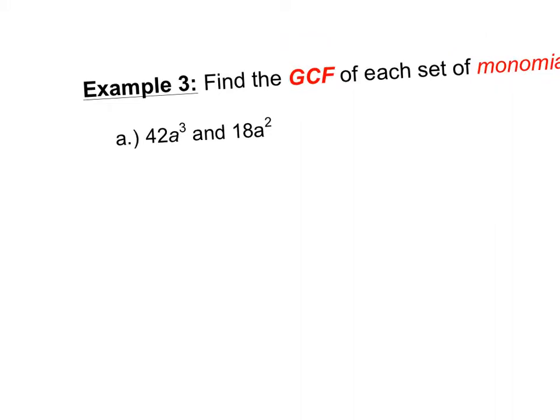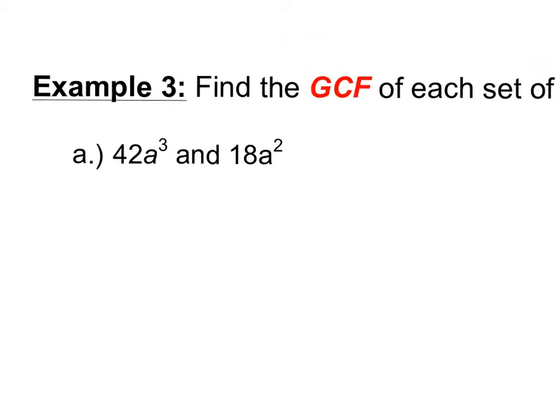So now, when we're applying it to variable expressions, it works exactly the same way. Looking at 42, I look at the factors of 42. I think of 7 times 6. 7 is prime, 6 is not. 6 gives you 2 times 3. For 18, I think of 3 times 6. 6 is not prime, but 3 is. 6 is really 2 times 3. So it's really 3 times 3 times 2.